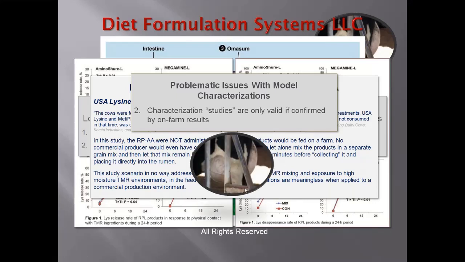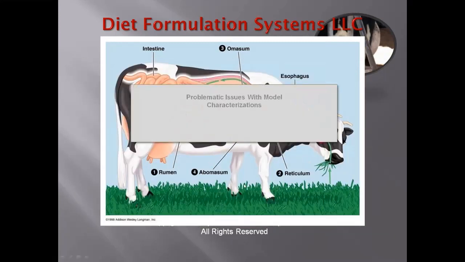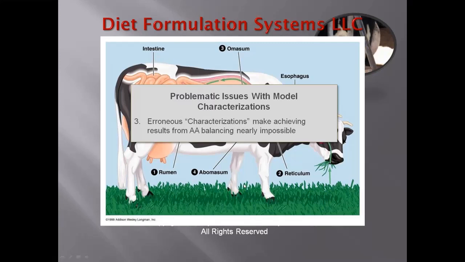Everything has to be submitted to the cow. If the cow validates the characterization, use it. If it doesn't, you'd better look into it. And again, that's because erroneous or inaccurate characterizations make it almost impossible to achieve the results from amino acid balancing that you should be able to achieve, or any at all sometimes.